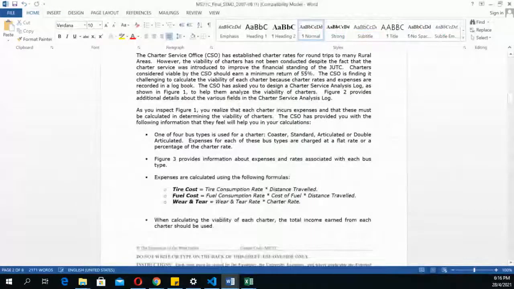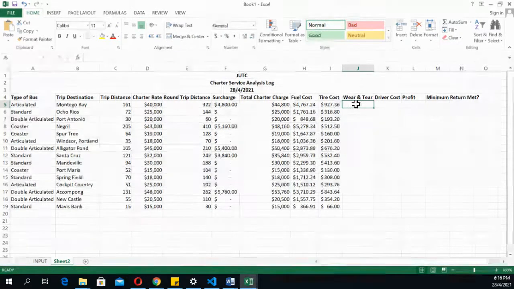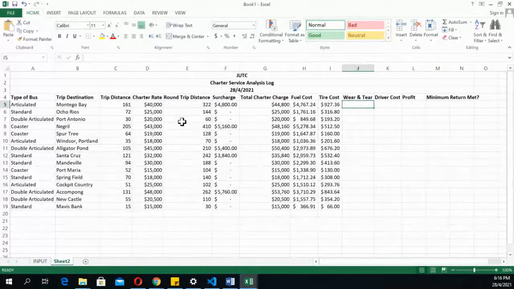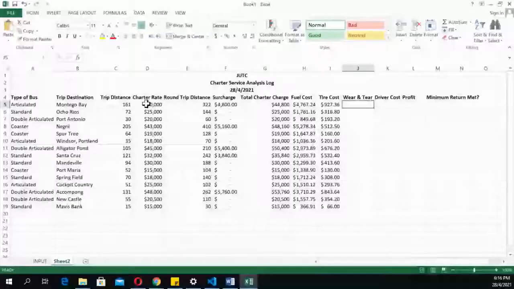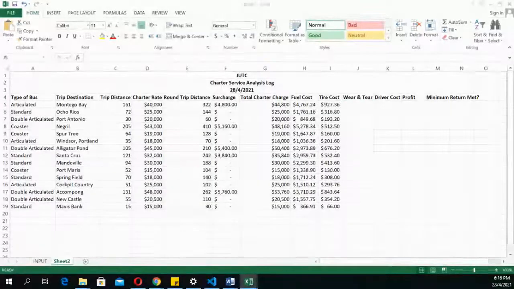So the formula for wear and tear is your wear and tear rate times the charter rate. So again, there are two components to this formula. The wear and tear rate times what again? The charter rate. In our case, we know where the charter rate is, so we just need to find the wear and tear rate.